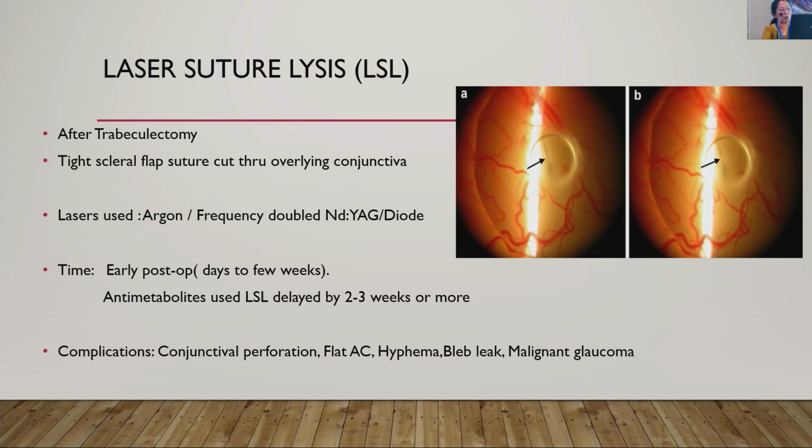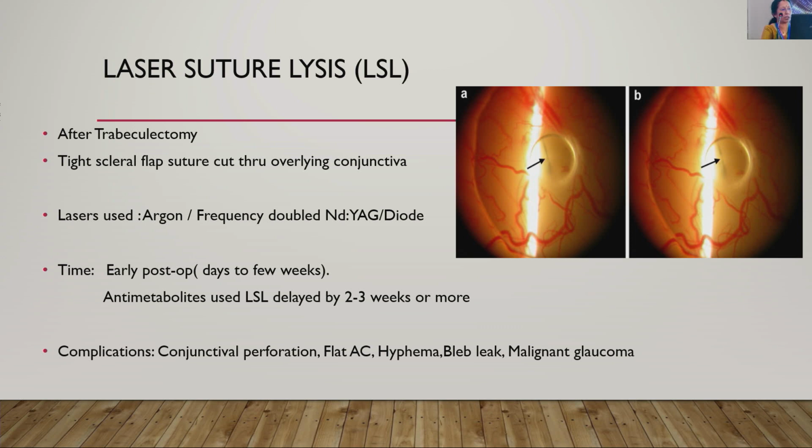In laser suturolysis, that's the next procedure which is done after trabeculectomy, where a tight scleral flap suture can be cut through the overlying conjunctiva. In the picture you can see the laser which has cut, the second picture shows the laser which has cut the suture. Argon, frequency doubled ND-YAG and diodes are used.